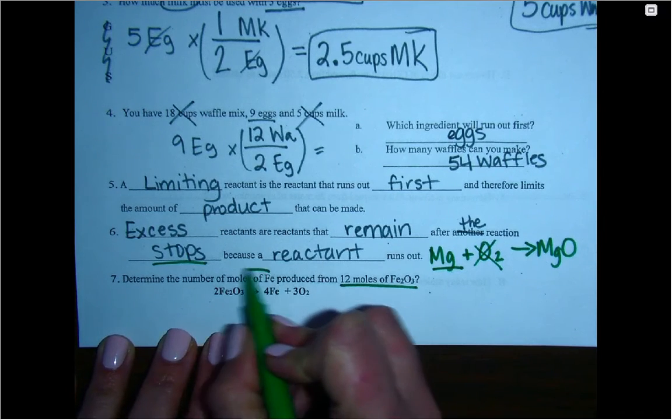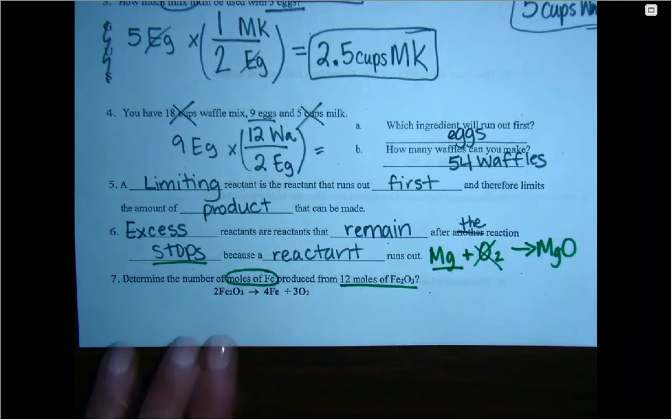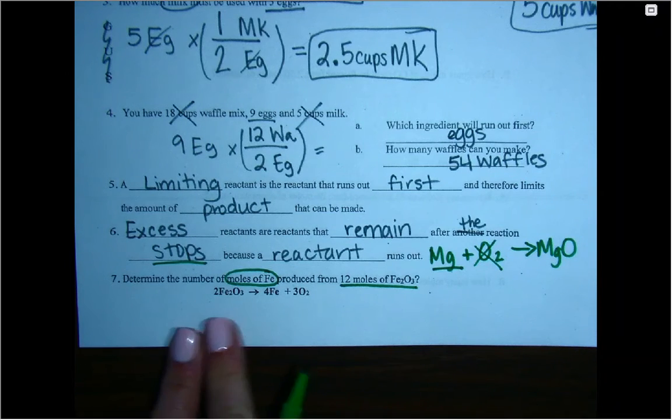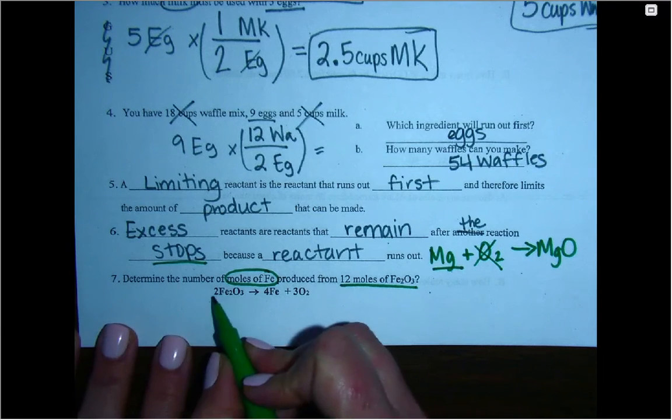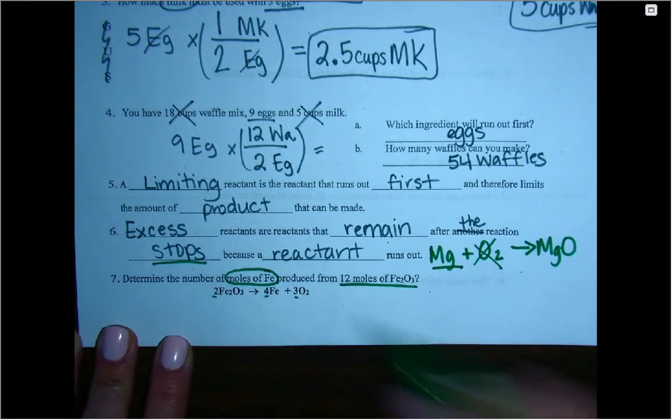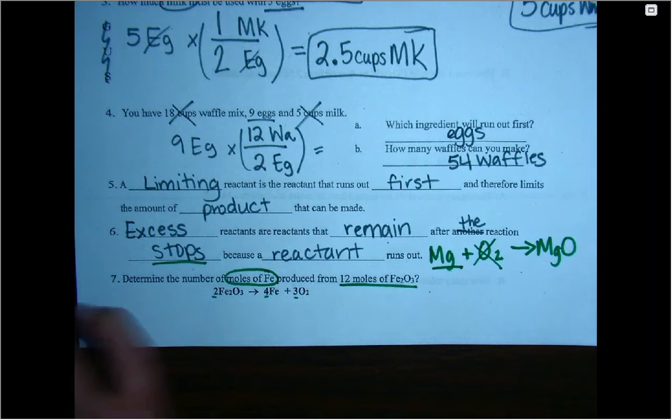Moles of Fe. Good. So we're going to circle moles of Fe. Then you see that we have a balanced equation. So that's just like our little recipe that we had above. Same things there. We have coefficients. That's going to be what we're going to be using. So keep that in mind.